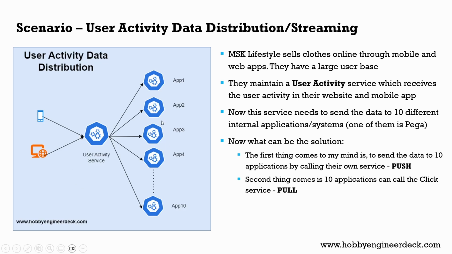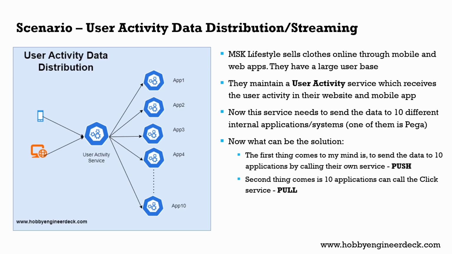Now there are 10 different internal applications in this MSK lifestyle organization. This user activity service needs to send data to all these 10 different services. One of them is Pega. Let us say application 10 is Pega, which ingests the user activity to define next best action decisions. Now, if I give you this problem, what solution would you have?